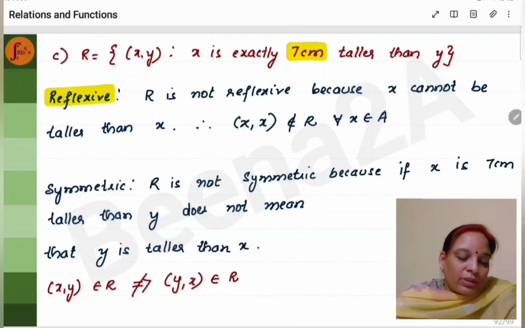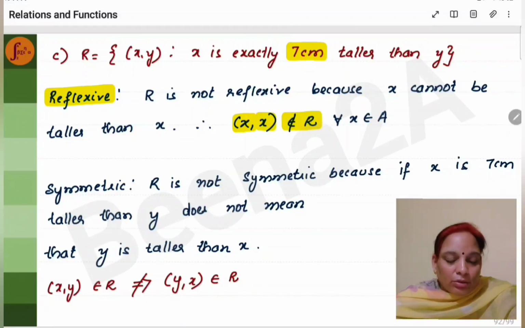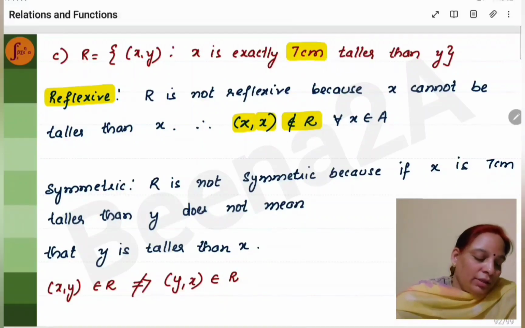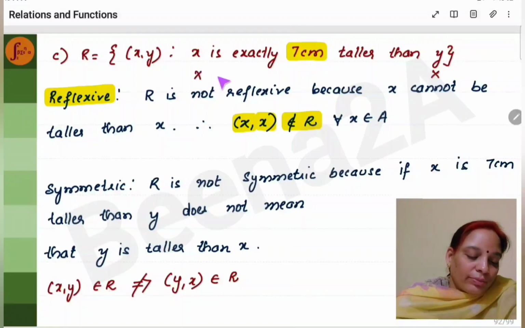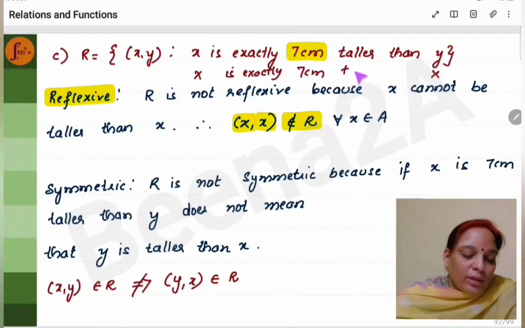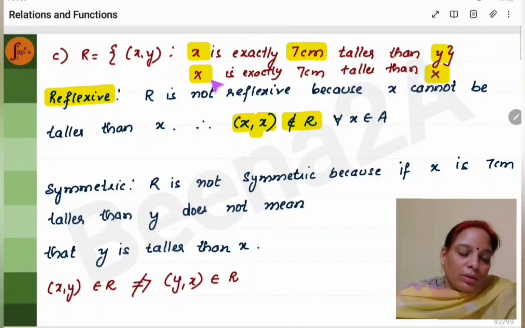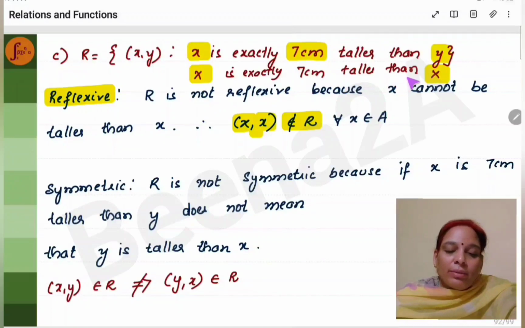Now, let's see if this is reflexive. So, x comma x should belong to R. Right? That's the condition. That is, x should be 7 centimeter taller than x. Instead of y, I'll have x for reflexive. X is exactly 7 centimeter taller than x. That's what it means. So instead of y, I'm putting x.